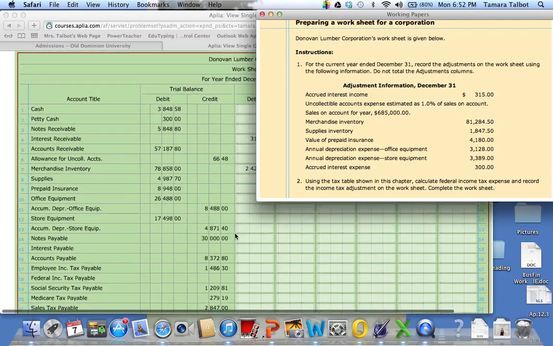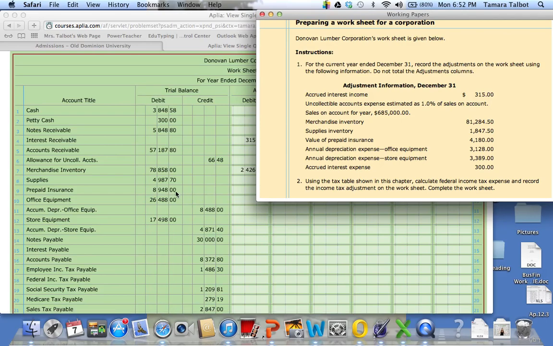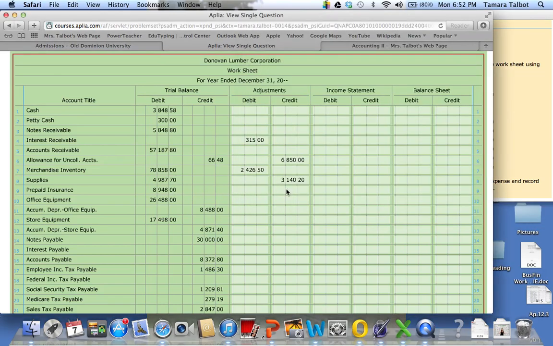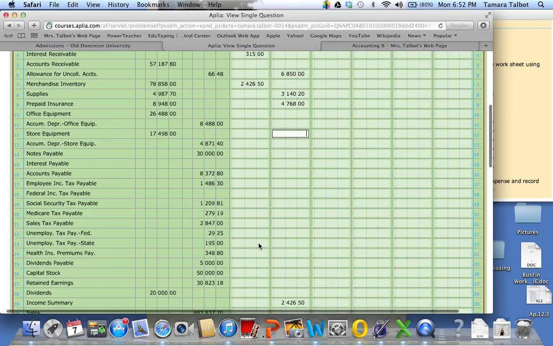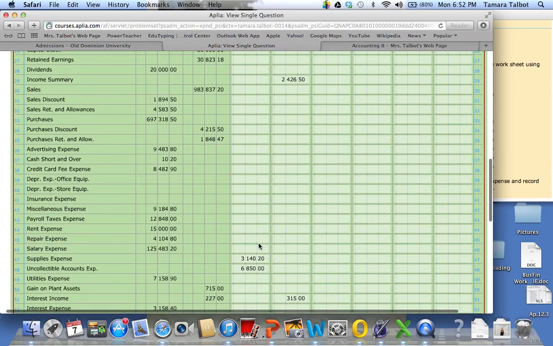Our insurance was $89.48. And we'll take away the $41.80, $47.68, and that will be a credit. We'll debit insurance expense down here.